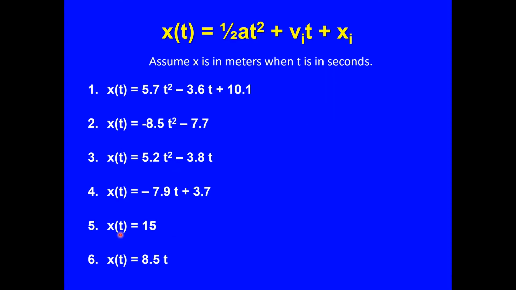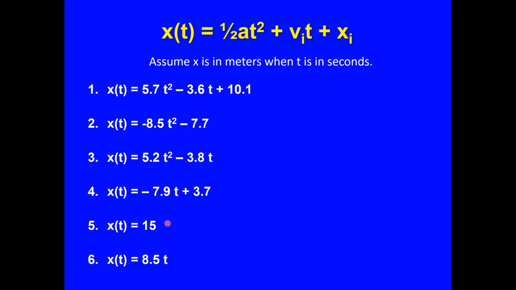Example number 5 has no t-squared term, so the acceleration is 0. There's no t term, so the initial velocity is 0, but the position is 15 meters. This is the equation of an object that is at rest at the 15 meter mark. Example number 6 is another example of a line. There is no acceleration because there's no t-squared term. The initial velocity is 8.5 meters per second, and the starting point is the origin, 0.